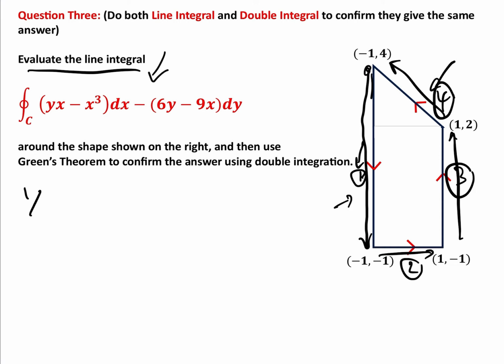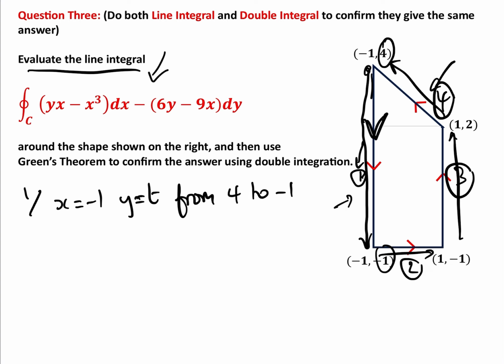That will be the total value of the line integral. For the first one we have x equals minus 1 always, because it's a vertical line. That's quite easy. And y equals t. Now we have to be careful here, we are going this way, so t goes from 4 to minus 1, not the other way round. So dx here is 0 and dy is dt. All we need to do is stick all this lot into the line integral, and that will give us 1/4 of our answer.